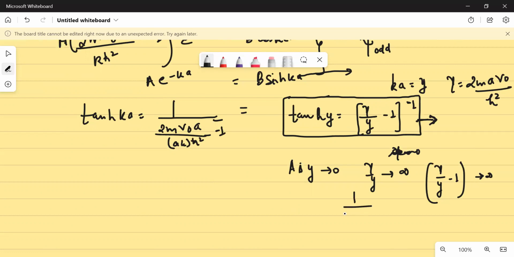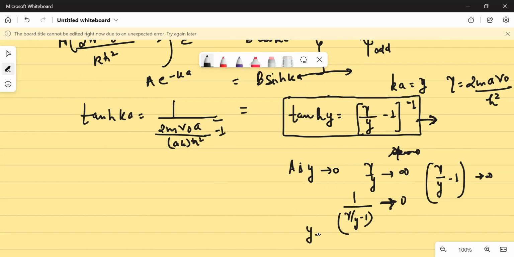But how would 1 upon gamma upon y minus 1 tend? Where would it tend? It would tend to 0. So this particular graph, as y tends to 0, because at y equal to 0 it is not defined, so as y tends to 0 it will start from 0. This is very much clear.